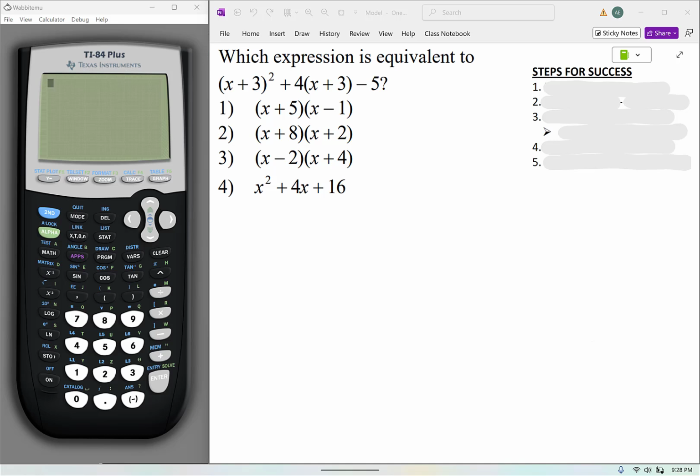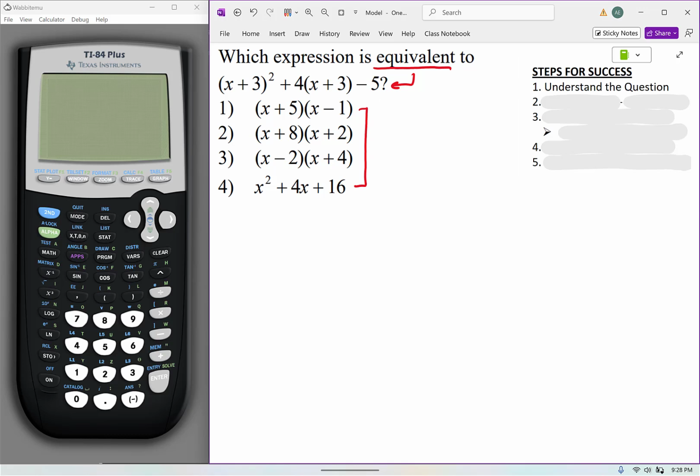So I've got an example problem, and I've got the steps for success. The first thing we're going to do on any question is understand the question. You've got to read it and understand what it's asking you to do. This is saying which of these expressions is equivalent, meaning the same as that. You have many ways you could go about this, but no matter what, once we've understood the question, I need to figure out which of these is the same as what they gave me.